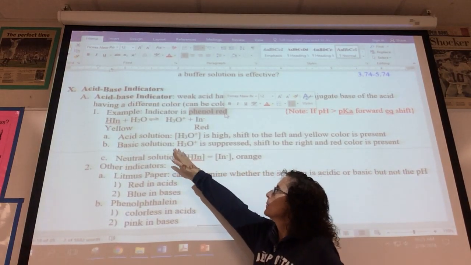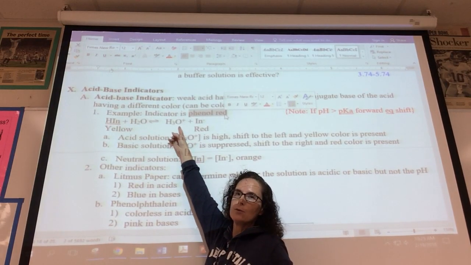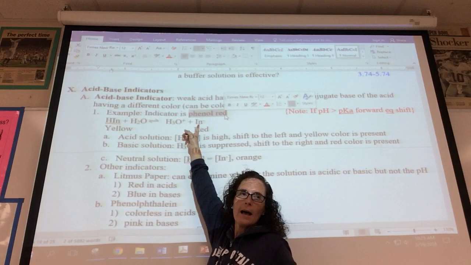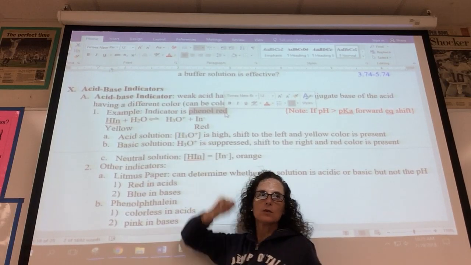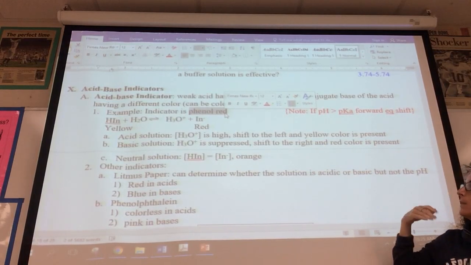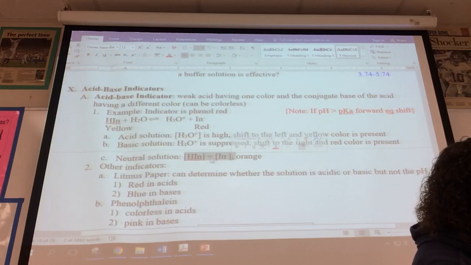In contrast, if you have a basic solution, let's say you have hydroxide ion, it will react with the hydronium ion to generate water. Equilibrium will shift in the forward direction. You'll have the conjugate base form present, and the solution will be red. And the In just stands for indicator? Yep. So in this case, your indicator is phenol red, and again, In is just short for indicator. In a neutral solution, the concentration of the weak acid, that is the indicator in its weak acid form, and its conjugate base form would be the same. Red and yellow make orange, and that's what you would see there.